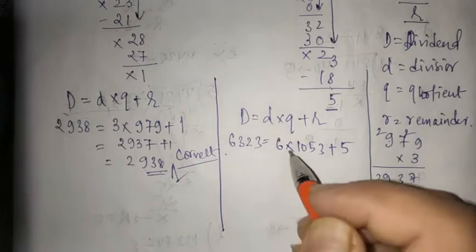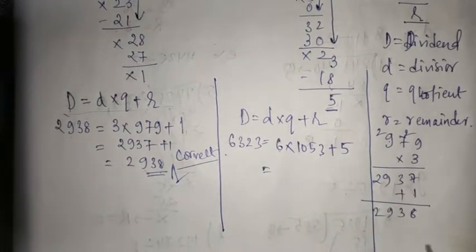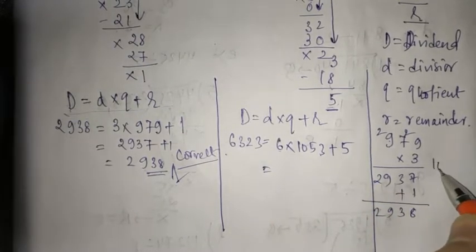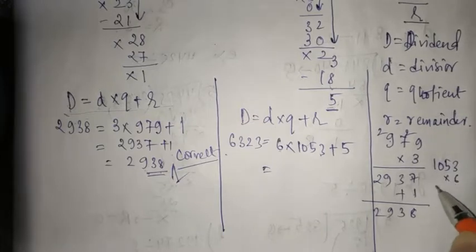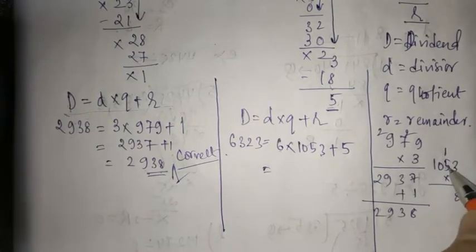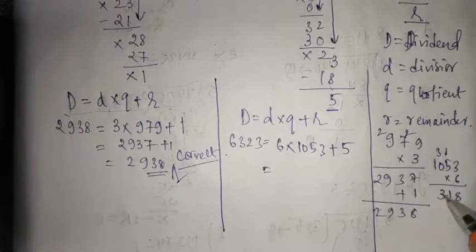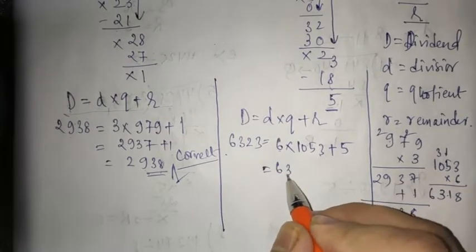So now multiply this number with this. 1053 into 6. 6 3s are 18, 1 in hand. 6 5s are 30, 30 plus 1 is 31, 3 in hand. 6 0 is 0, 0 plus 3 is 3. 6 1 is 6. So what you got? 6318.